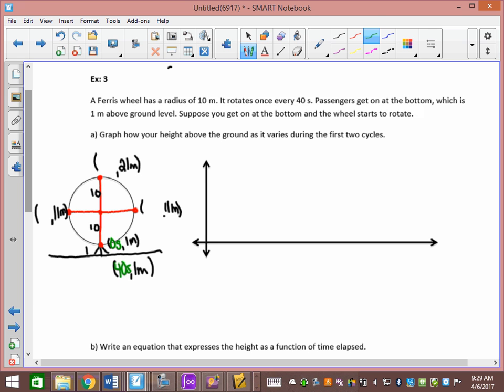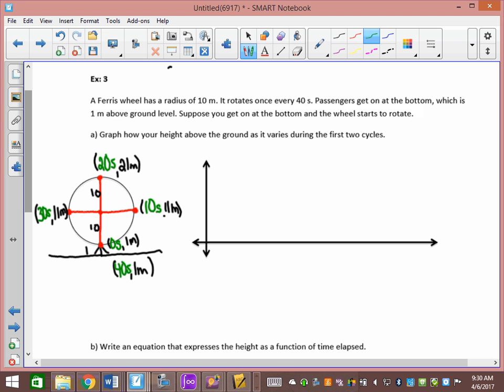The top one's easy. What's the top one going to be? 20. What's this one going to be? 10. What's this one going to be? 30. If they're hard to figure out, you guys, you could always divide your rotation by 4, right? And then it's just going to add that because 40 divided by 4 is 10. So 10, then 20, then 30, then 40.